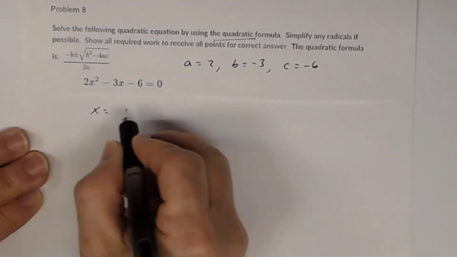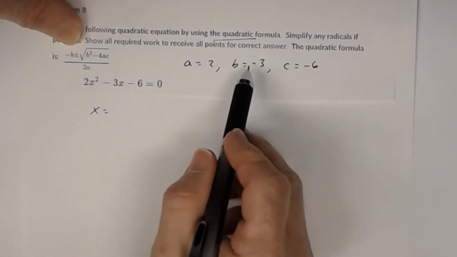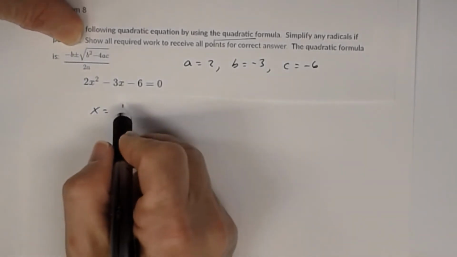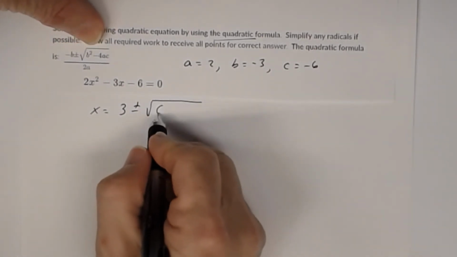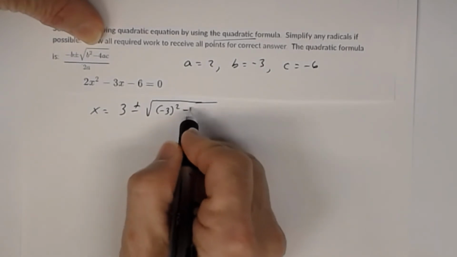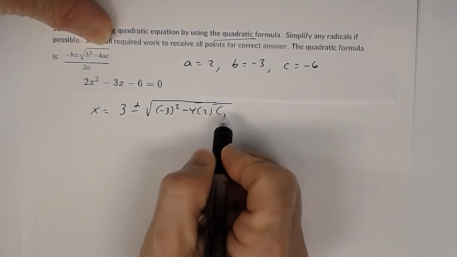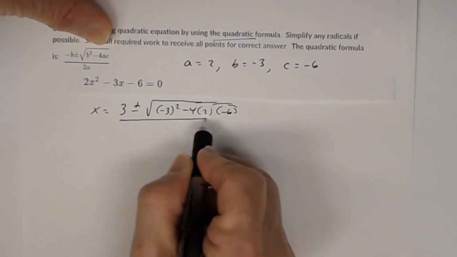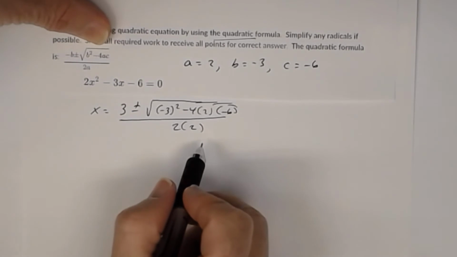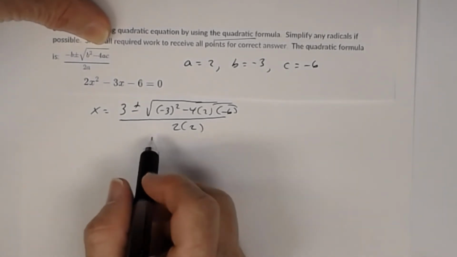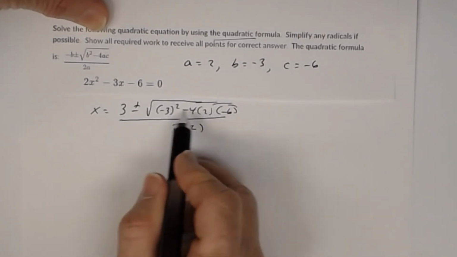So I get x equals, so remember this says negative b, so that means the opposite of b. So b is a negative 3, the opposite of negative 3 is a positive 3. Plus or minus the square root of b, which is negative 3 squared, minus 4 times a, which is 2, times c, which is negative 6, all divided by 2 times a, and a is 2. So you had to say that, okay? Show all required work. Then let's go ahead and simplify the radicand.